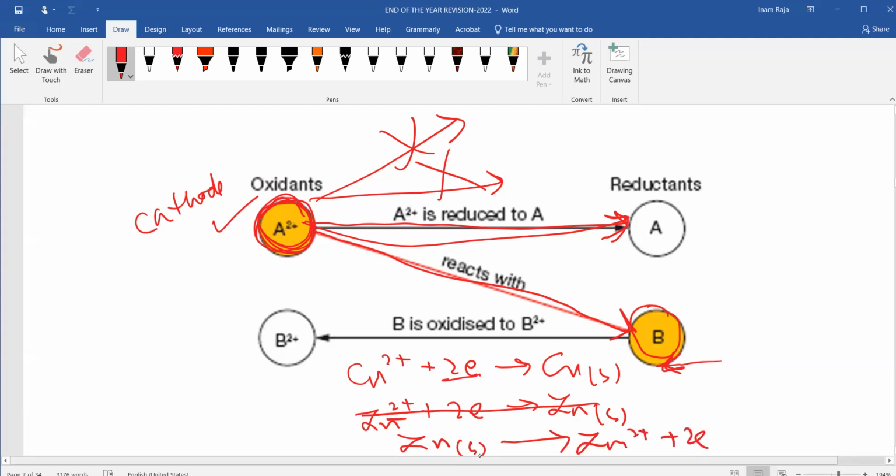So in summary, whatever the two half reactions are in your electrochemical series, keep the top exactly the same, copy it, and change the double arrow to a single arrow. And the bottom one, reverse it. This side becomes the reactant and that side becomes the product. All right, so you reverse that.